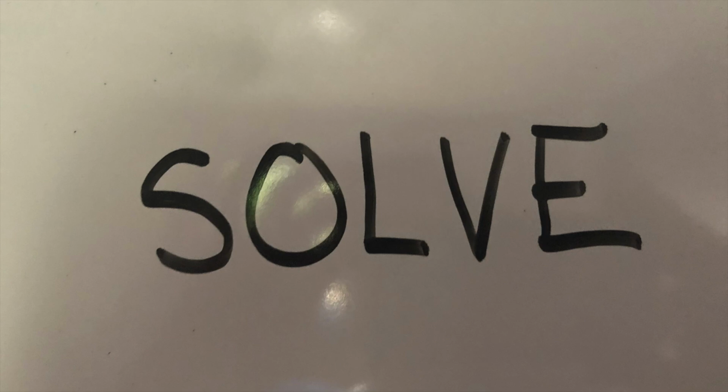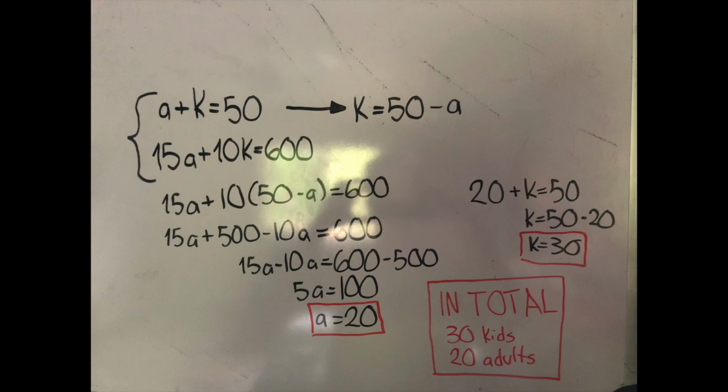Now you will solve it with one of the methods just shown. I will use substitution. After doing all the steps, you get that there were 30 tickets sold to kids and 20 to adults.